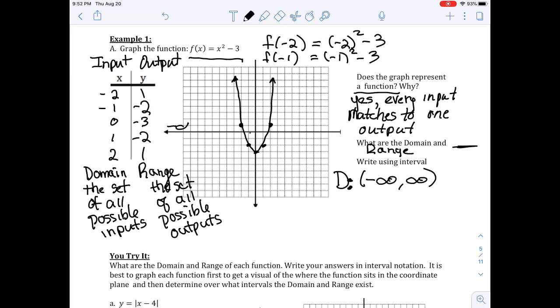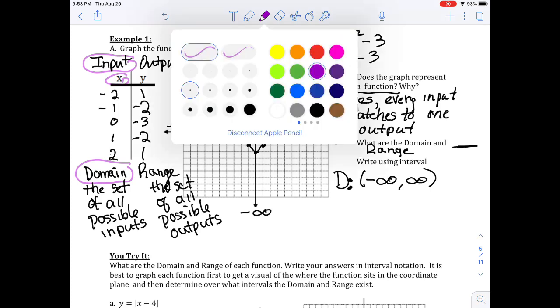Now, as I did on the number line, I will sometimes write negative infinity and positive infinity on the x-axis, and negative infinity and positive infinity on the y-axis. And then remember that my inputs are my x's, are my domains. So I'm going to circle that in purple. Input, x, domain. Your domain for this function is any x value that falls between the smallest number and the biggest number.